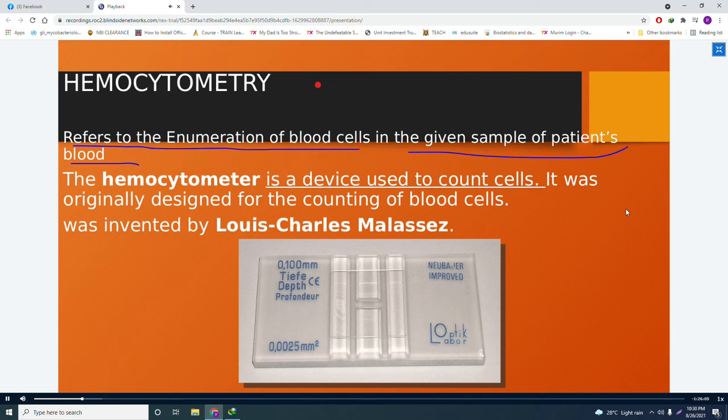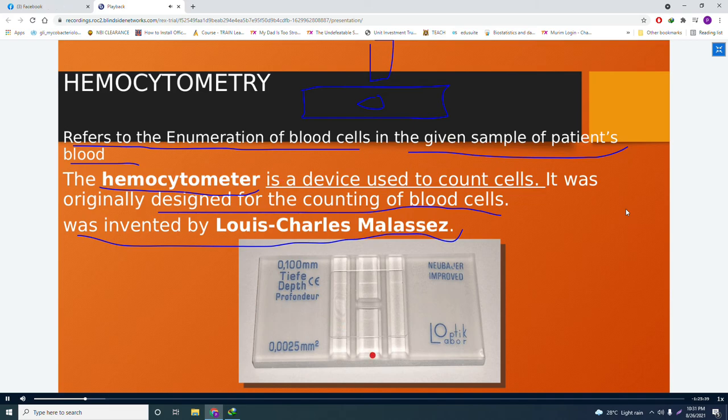So class, if you're thinking that when you do your cell counting, you'll take a slide, put blood on it, then look at it under the microscope, it's not like that. Instead, you're going to use a device called your hemocytometer. Your hemocytometer was originally designed for the counting of blood cells and was invented by Louis Charles Malassez.